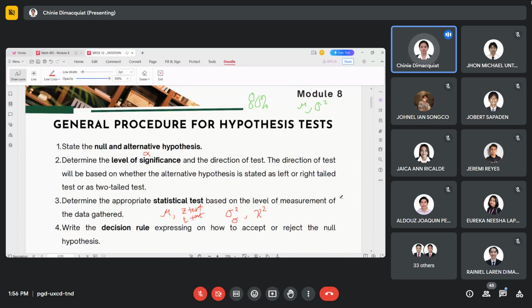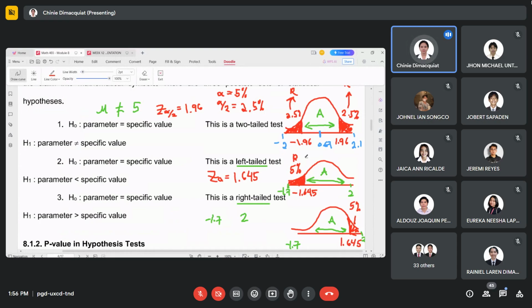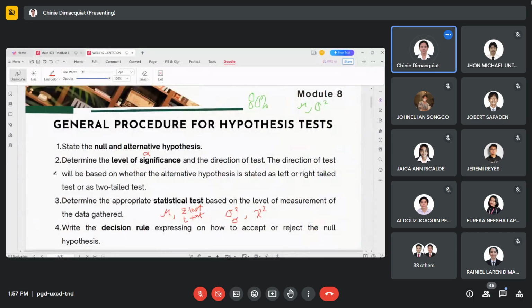So, write the decision rule expressing on how to accept or reject the null hypothesis. So, itong decision rule mahalaga na ma-identify nyo yung ating critical values. So, dito, in-identify natin yung ating critical values. And si critical values kasi yung nagsasabi kung nasaan yung ating rejection region. So, para magkaroon kayo ng idea kung paano nyo ba i-reject or i-accept, or ano yung magiging basehan nyo sa pag-reject or sa pag-accept ng null hypothesis.